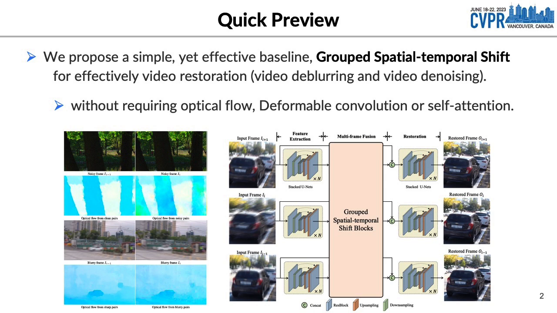We propose a simple method, named grouped spatial-temporal shift, for effective video restoration. Our method does not require the previous optical flow estimation, deformable convolution or self-attention layers. As shown in the bottom left images, optical flow estimation is not that accurate in blurry images or noisy images.